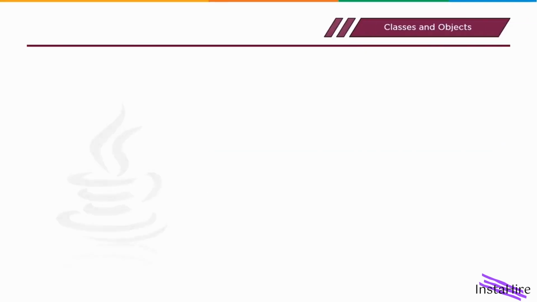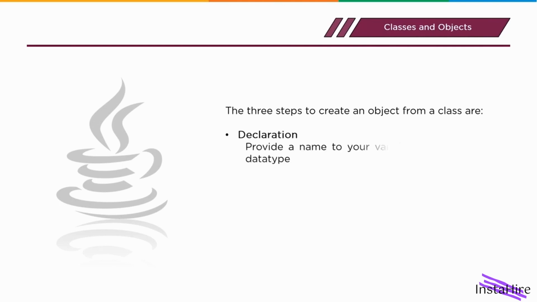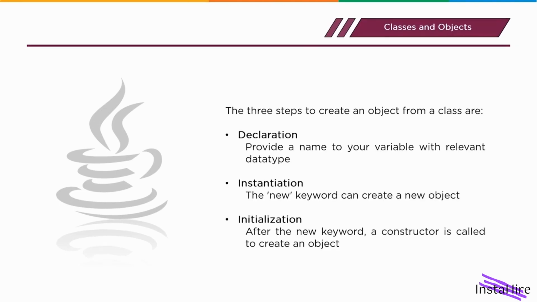Now we will go through the three basic fundamental steps which are used to create objects and classes in Java. The first step is the declaration step. You need to provide a name for your variable with the relevant data type. After that, the second step is the instantiation. The new keyword is used to create a new object. Remember, whenever you try to create a new object using the class name, you need to specify the keyword called new. And the last stage is the initialization. After using the keyword, a constructor is called by the JVM to create the object using the defined class.